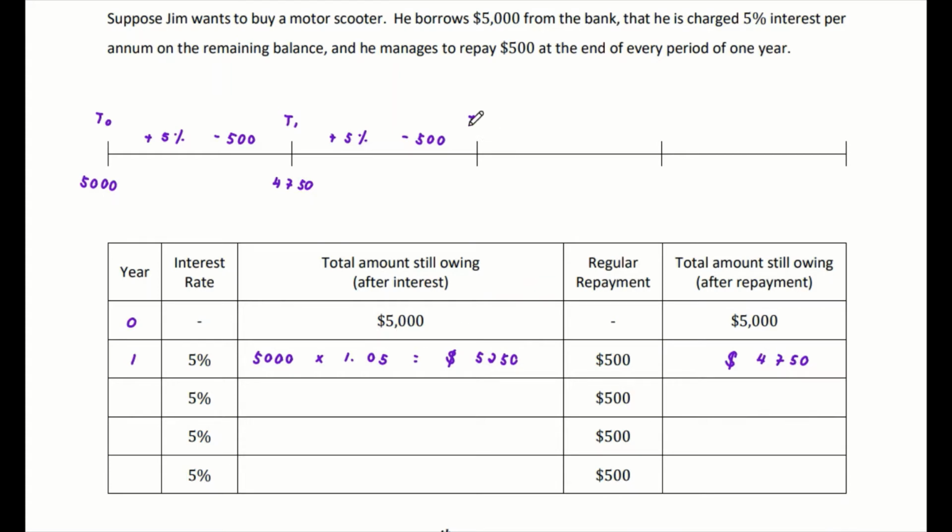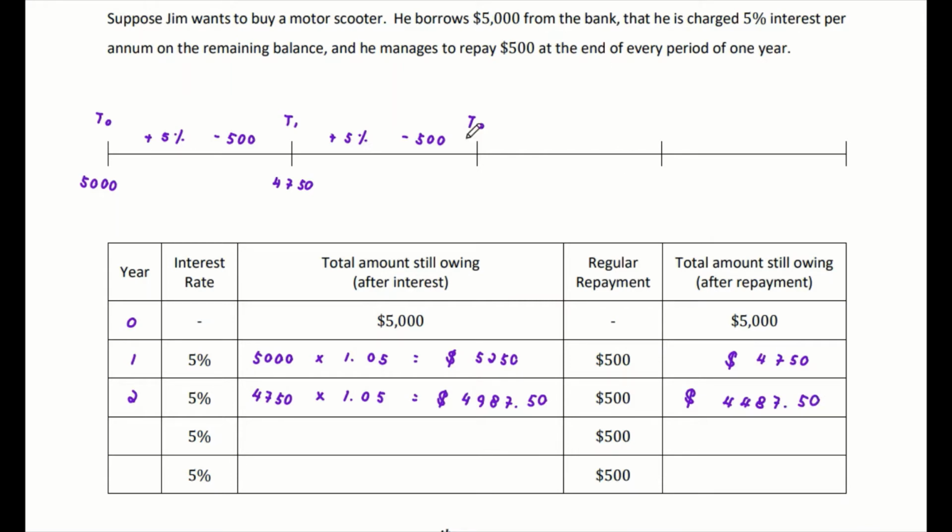So at the end of the second year, we take 4750, same thing, multiplied by 1.05. So you get the total amount of money that is still owing after the interest is generated. From here, we get 4987.50. After minus $500 repayment, the total amount of money that he still owes will be 4487.50. I hope that by now you'll be able to see the pattern.